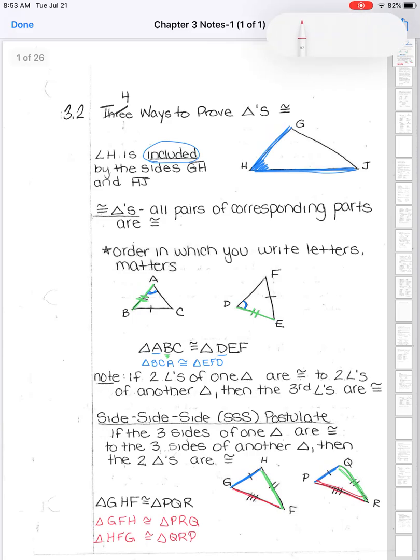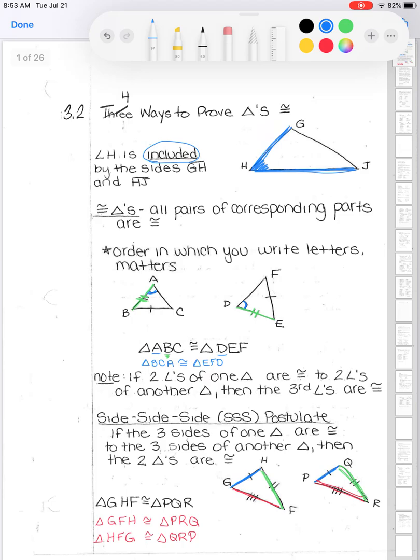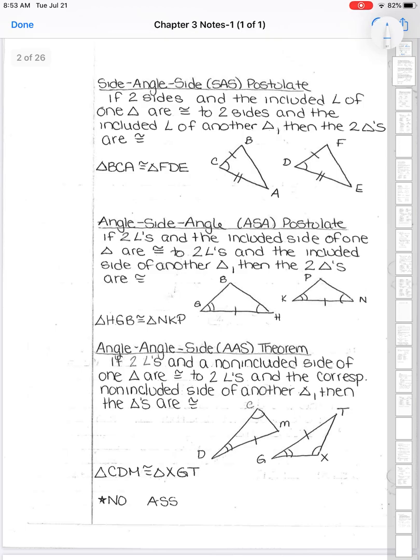You could have also done G to F to H, and GFH would have then matched with P to R to Q. If you did H to F to G, that would get you Q to R to P, and so on. So again, there's many ways of writing it, but whatever you choose to write for the first one, that second one needs to match whatever you had there.